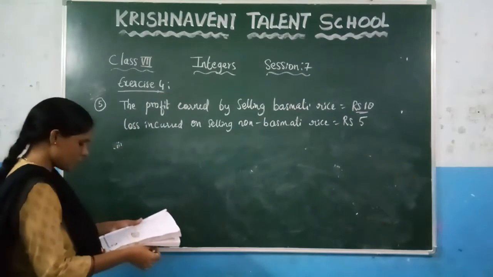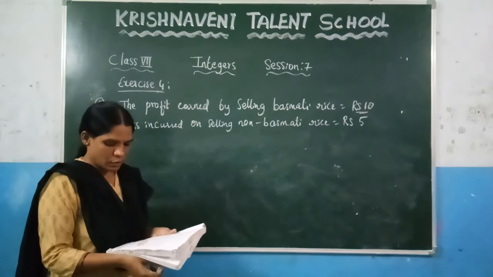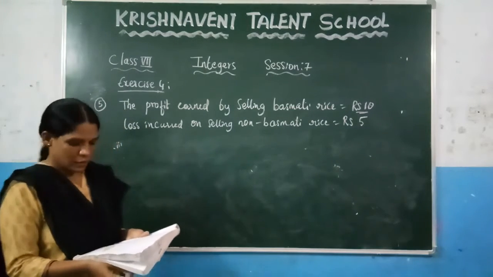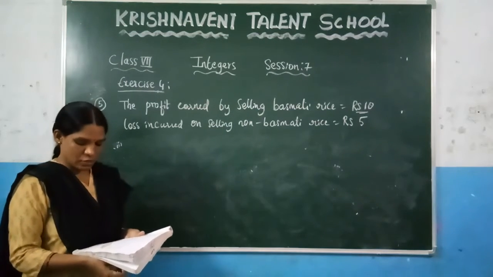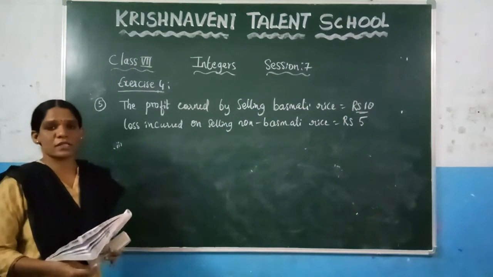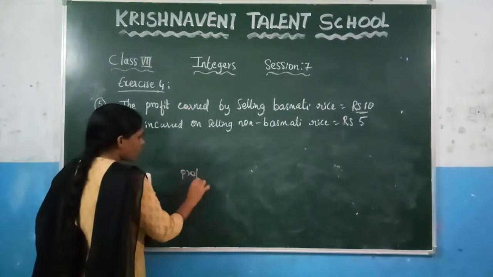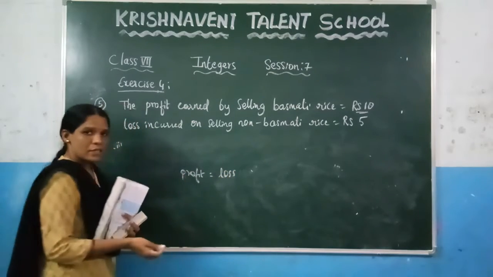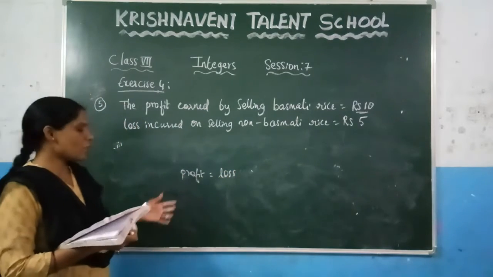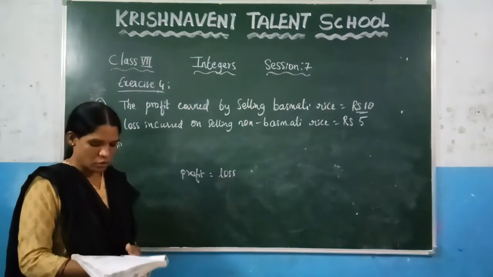In this second question, what is the number of basmati rice bags he must sell to have neither profit nor loss? What is the condition given here? He does not get any profit and he does not get any loss. That means profit is equal to loss. Since he has neither profit nor loss, we can say that profit is equal to loss.